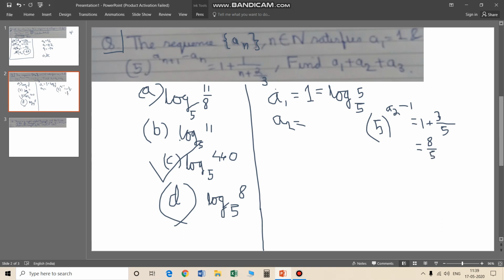So 5 to the power A2 by 5, we can write it as 5 to the power A2 by 5, A2 is equal to 8, right? Use log base 5 on both sides, then A2 will be equal to log 8 base 5. Option D, log 8 base 5. I have given option D as the value of it. Log 8 base 5.